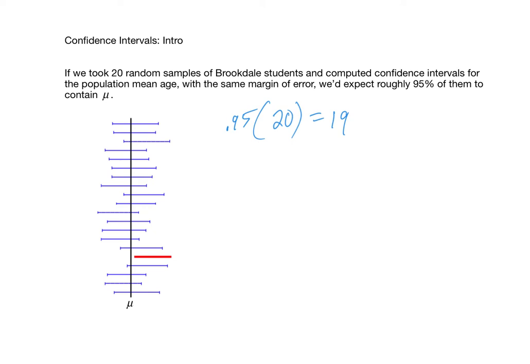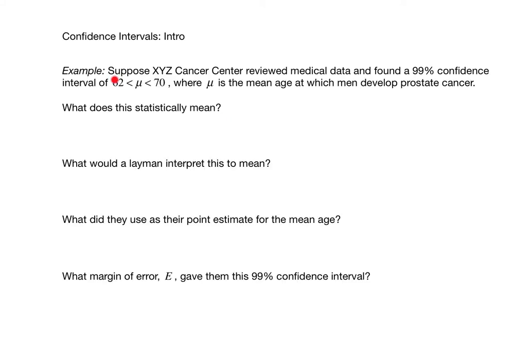Let's look at another example. Suppose XYZ Cancer Center reviewed medical data and found a 99% confidence interval of mu is between 62 and 70, where mu is the mean age at which men develop prostate cancer. So of men that have prostate cancer, they developed a 99% confidence interval of 62 to 70. So the mean age is between 62 and 70. Of course, with 99% confidence, it's not guaranteed. They did not collect all the possible data. This is only based on a sample of data.